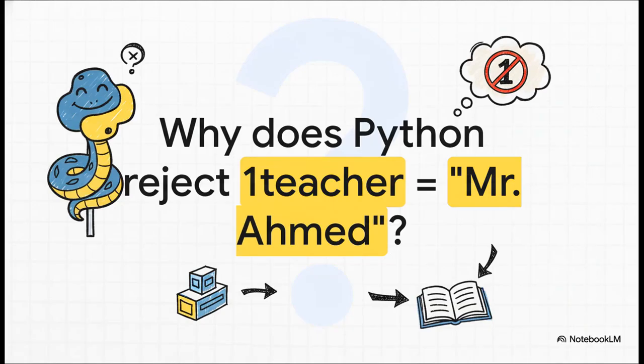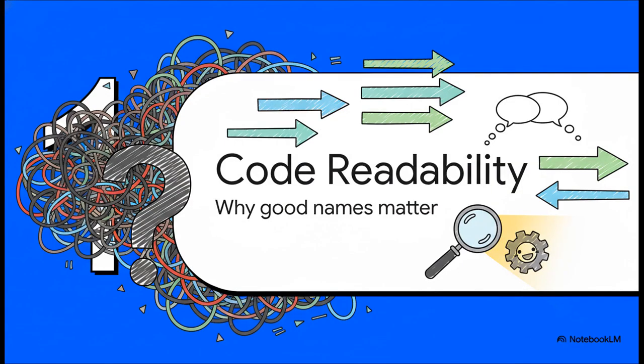Have you ever tried to write something like this and just gotten an error? One teacher equals Mr. Ahmed. I mean, it looks like it should work, right? But Python says, nope. So what's the deal? Stick with me, and by the end of this, you'll know exactly why this fails and how to fix it every time.